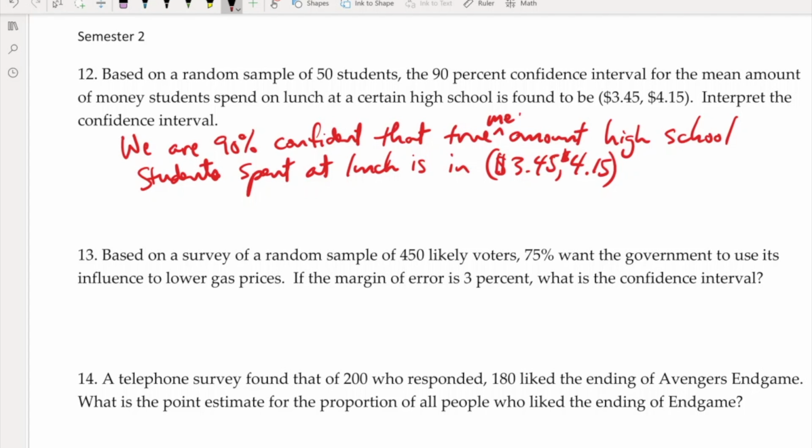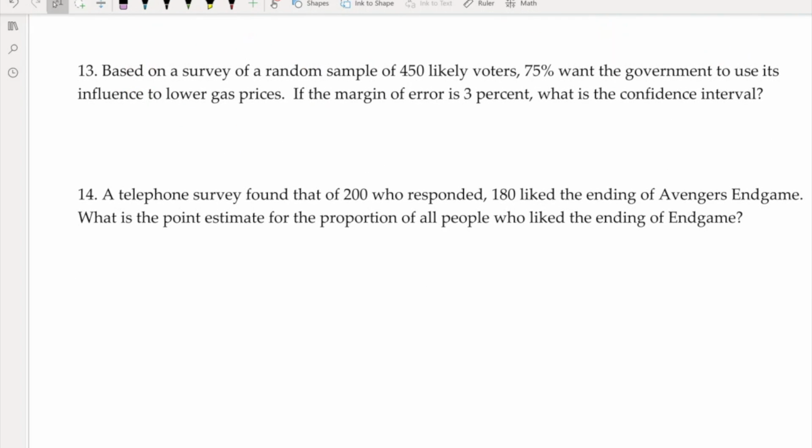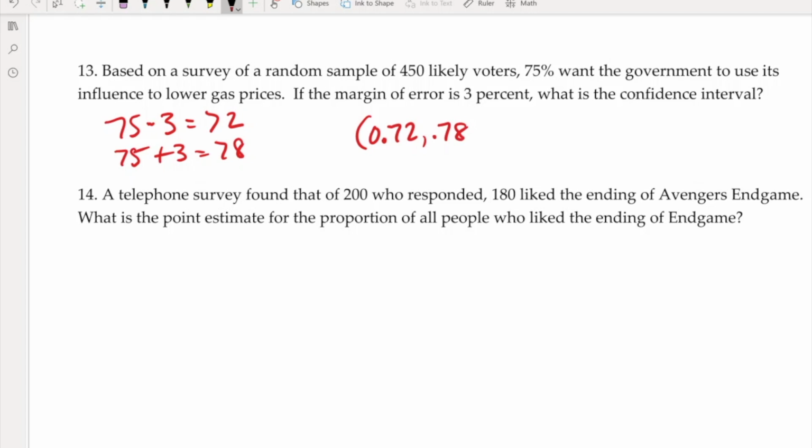13. Based on a survey of a random sample of 450 likely voters, 75% want the government to use its influence to lower gas prices. If the margin of error is 3%, what is the confidence interval? 75 minus 3, that would be the lower end, and 75 plus 3, that would be the higher end. Since it's a percentage, I'm going to convert this to a decimal: the confidence interval is 0.72 to 0.78.